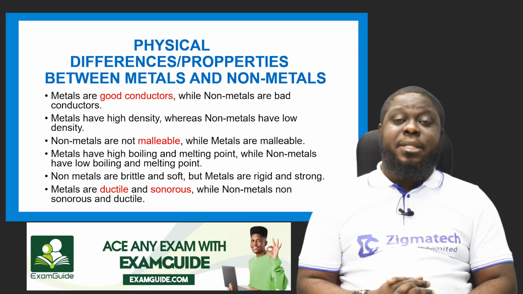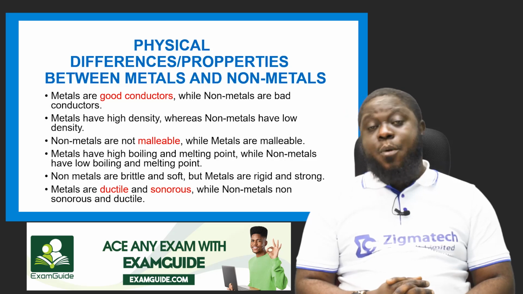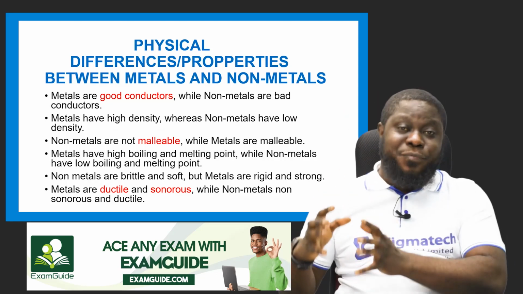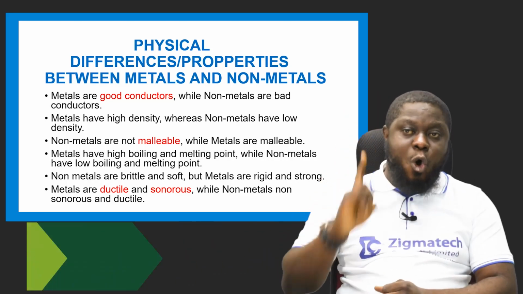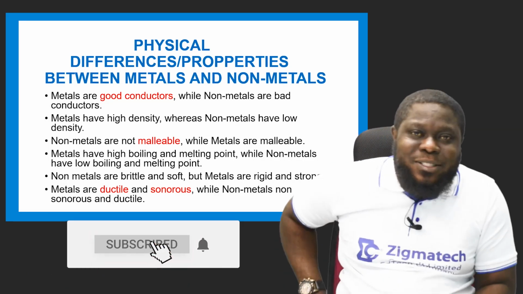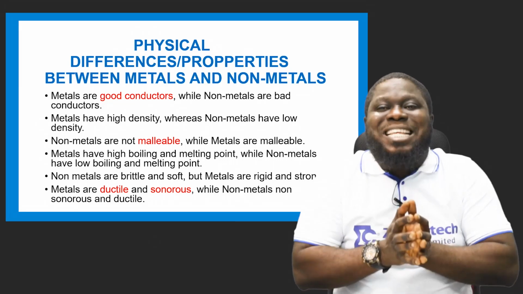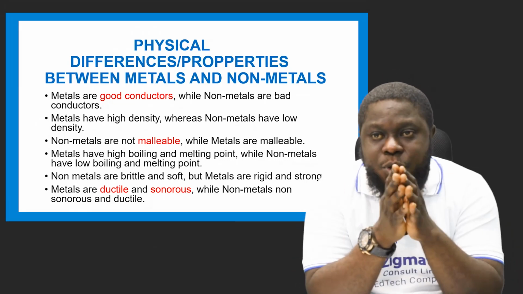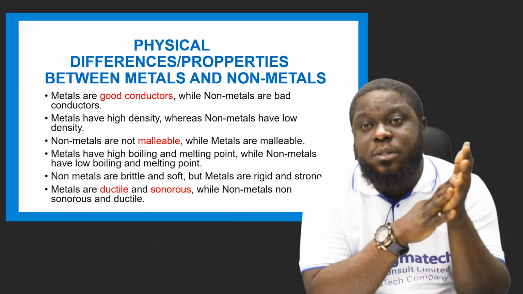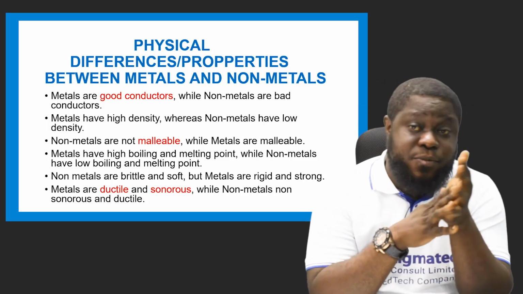Mostly, non-metals are gases. And we know that one of the characteristics of a gas is that it has low density. And metals are solids. And we know that one of the characteristics of a solid is that it has high density. I told you what density is in our previous class.